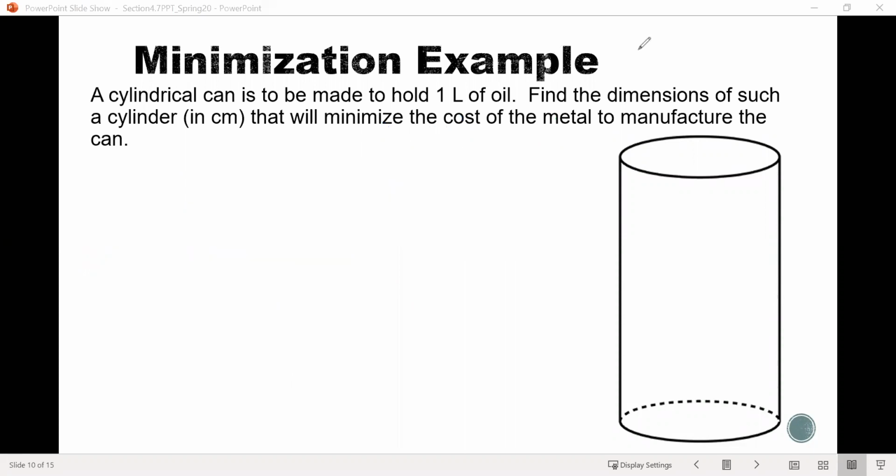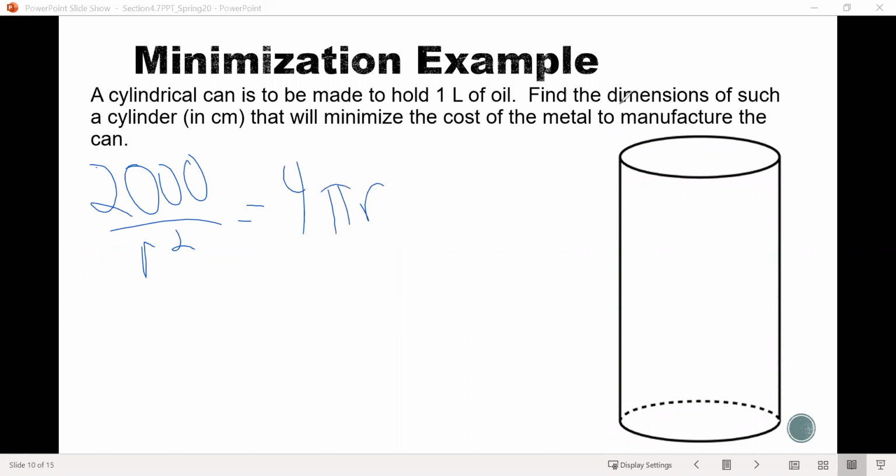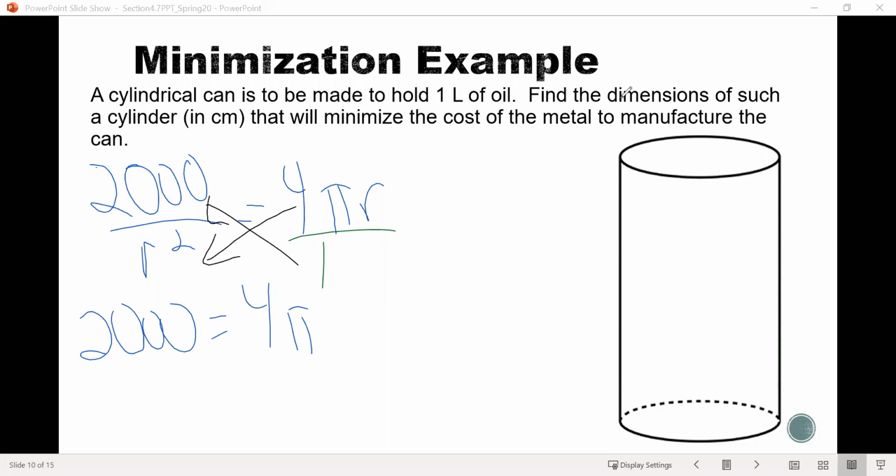And we do this, and again, I apologize, I have to clear out the screen. We'll end up with 2,000 over r squared equals 4 pi r. The 4 pi r, I can make 4 pi r over 1. There we go. I can do some cross multiplying here. And so when I do that, I'll end up with 2,000 equals 4 pi r cubed.